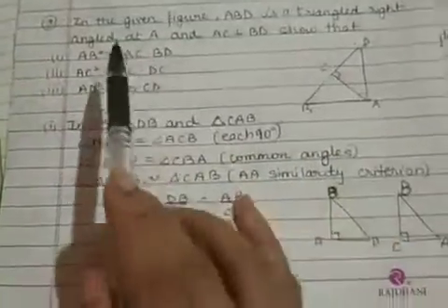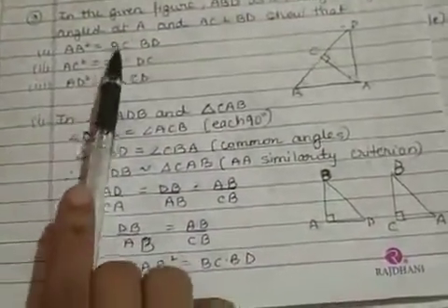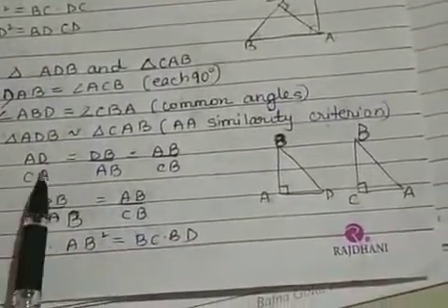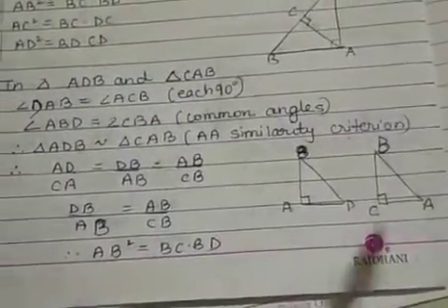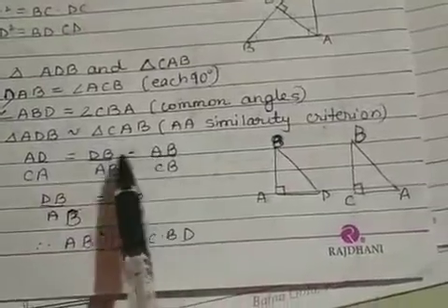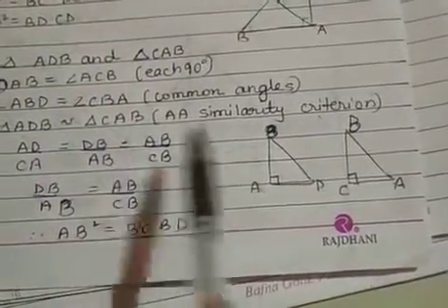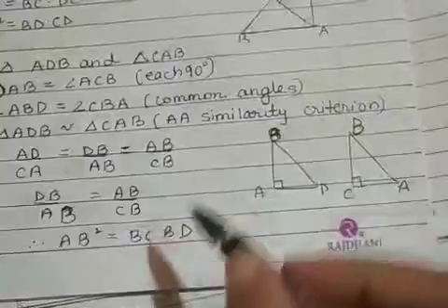Correct? Now what is required here? You need BC and BD. So you just take those which have AB, BC and BD. Okay, so we will take here DB upon AB equal to AB upon CB.